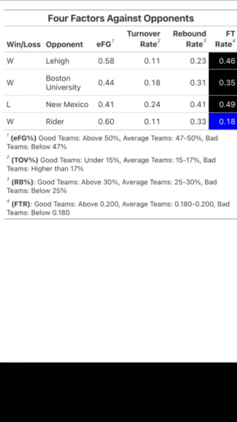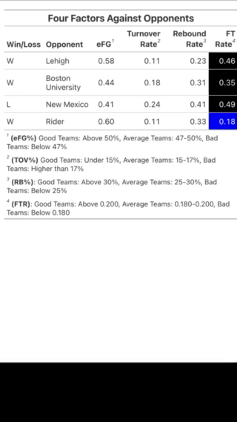If we compare UCLA, right, they have 2 games where they shot above 50% with their effective field goal, but in the games against Boston University and against New Mexico, they shot below 47%. Now, against Boston University, they were able to pull off the victory, but against New Mexico, they were not successful, and they ended up with a loss. The difference in the New Mexico game is the turnover rate. Against New Mexico, UCLA turned the ball over 24% of the time.